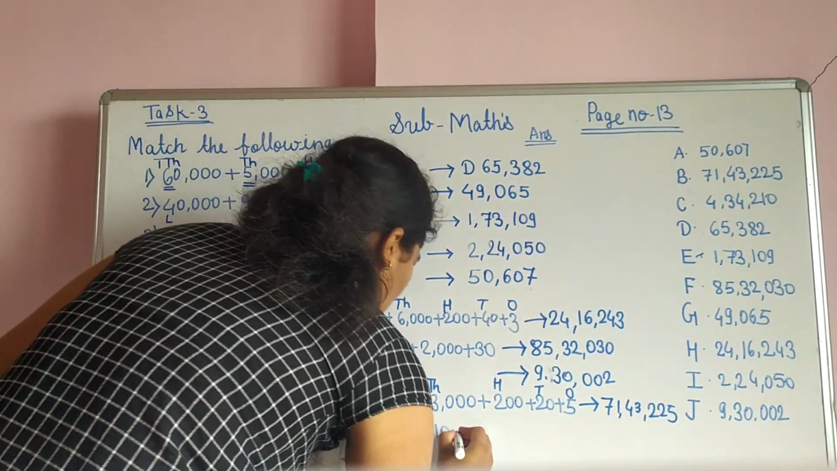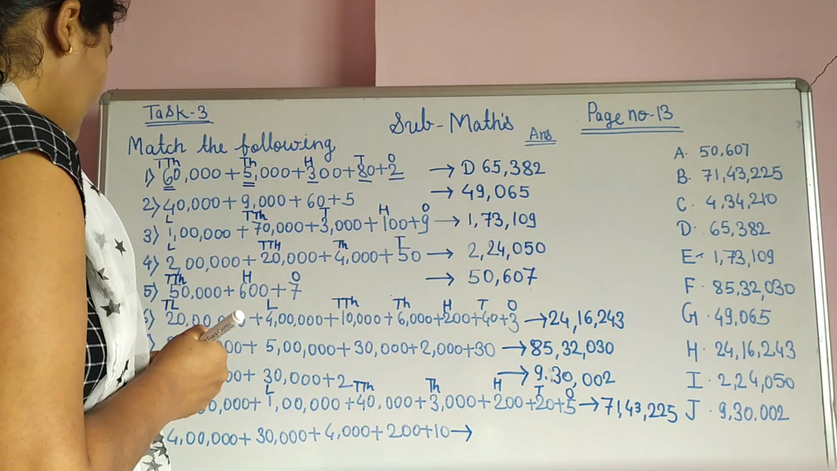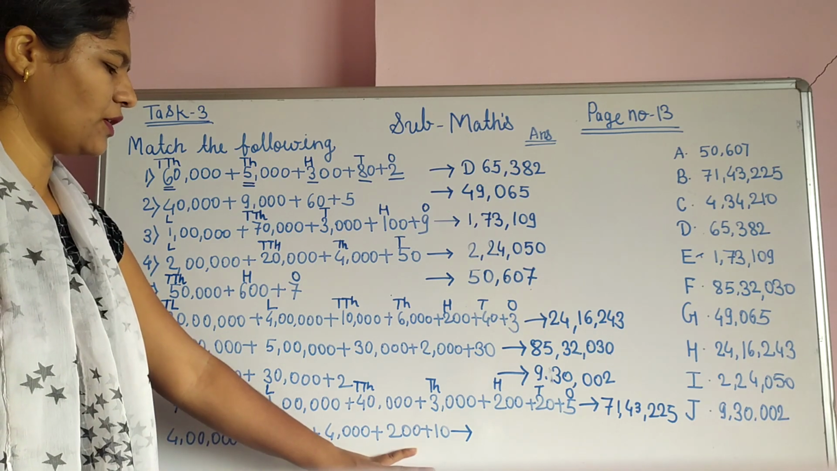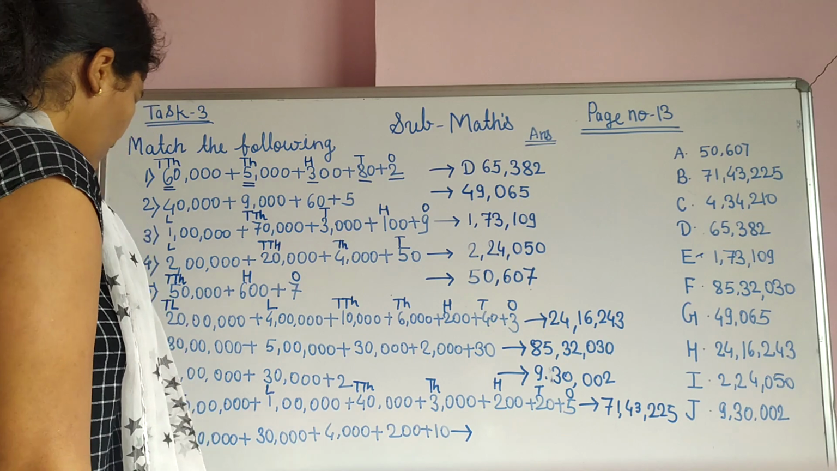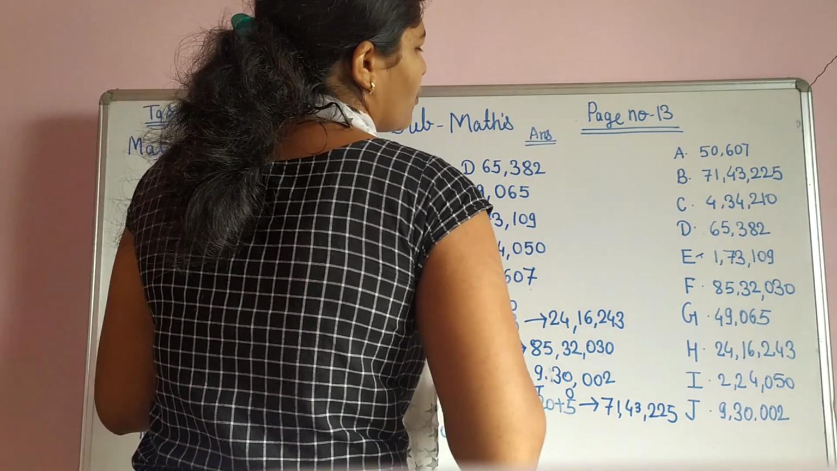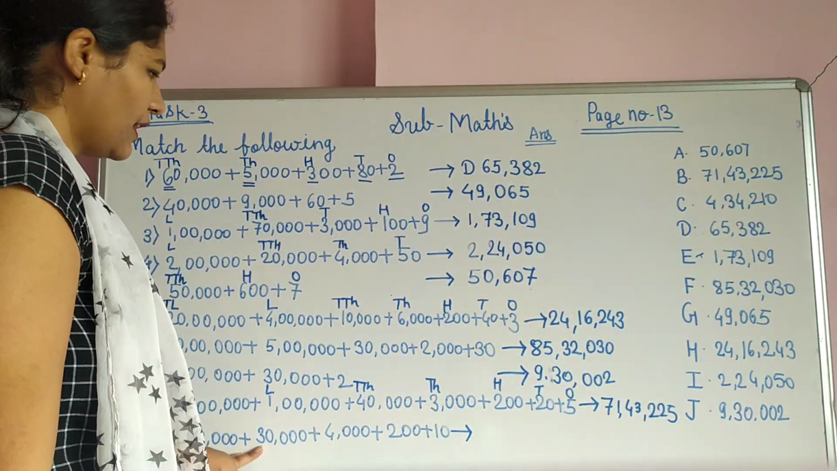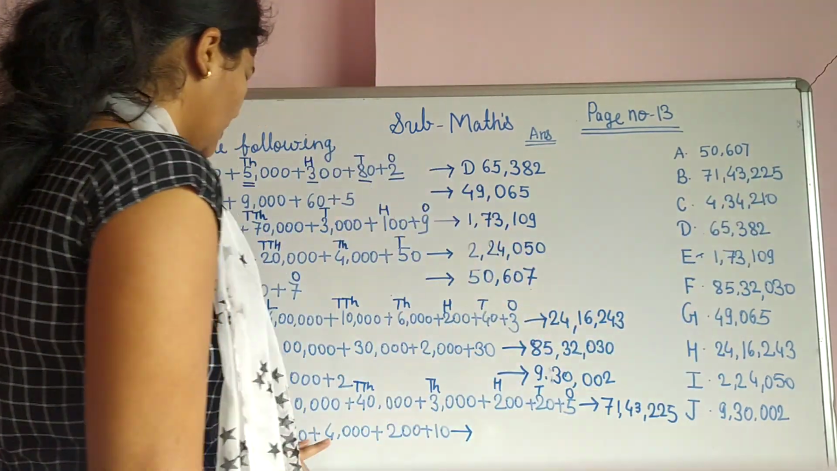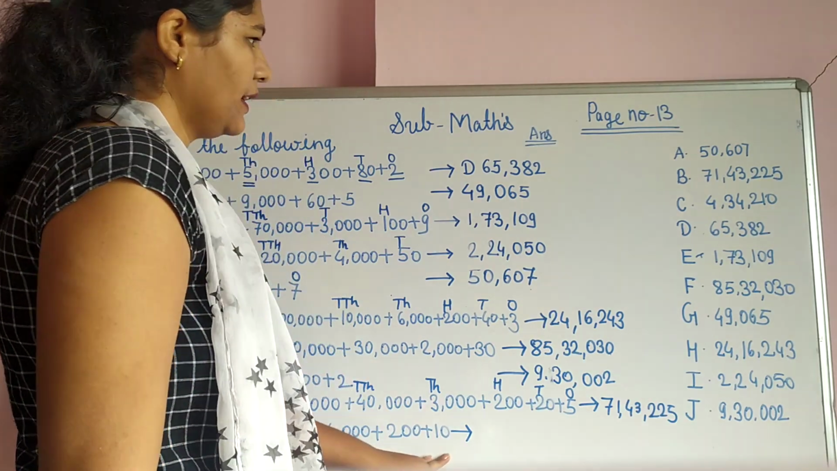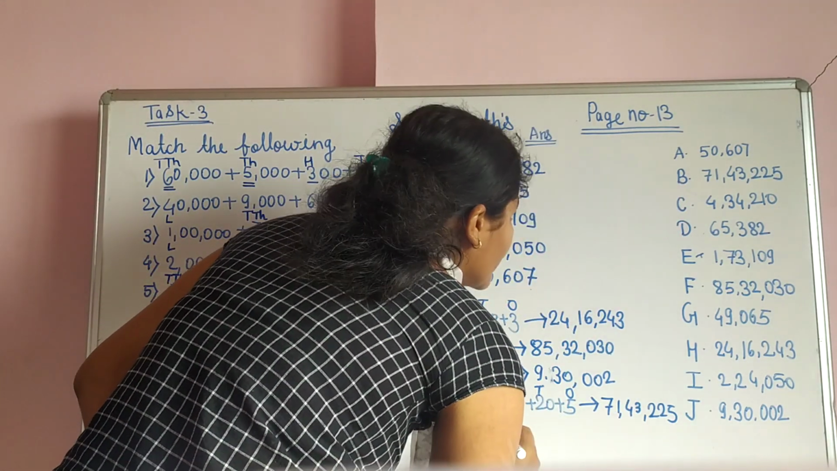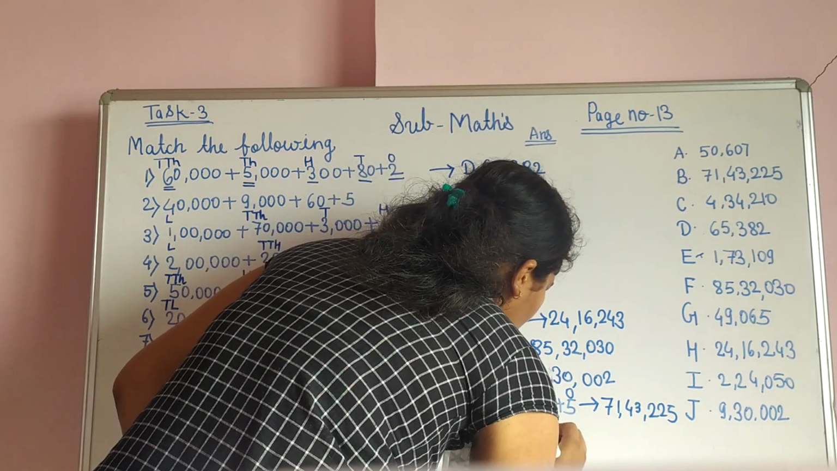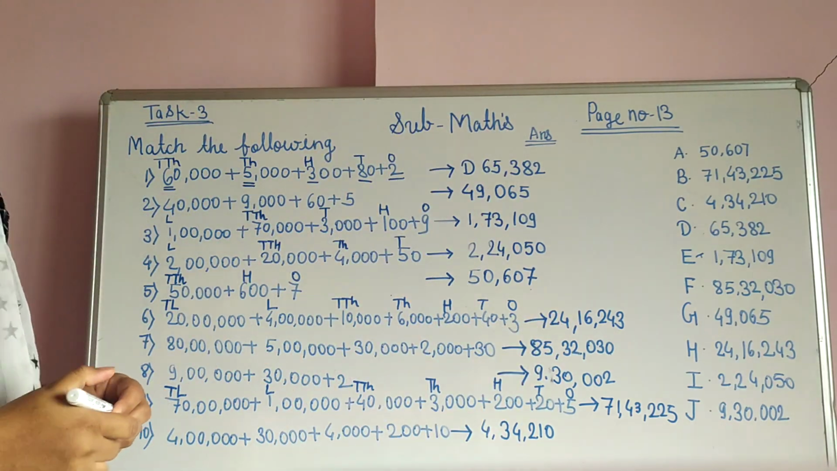43,225. Now the last one. So what is the last? The last is 4 lakh plus 30,000 plus 4,000 plus 200 plus 10. So 4 is on the lakh place. Where is the 4 on the lakh place? Yes, here is the 4 on the lakh place. Then 3 on the 10,000 place. Here also 10,000, here 4. So here also 4. Then here 2 and there also 2. And lastly 10. So that is our answer. So what is the answer? 4,34,210.